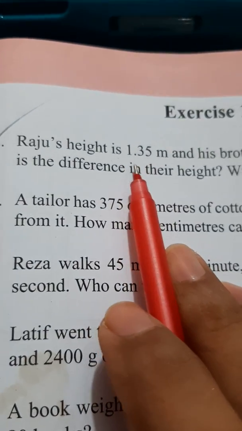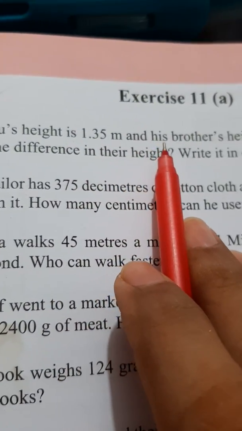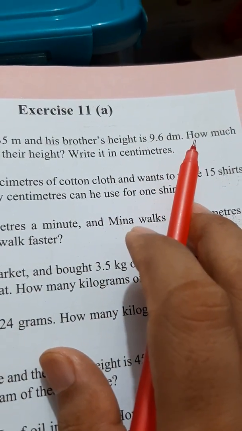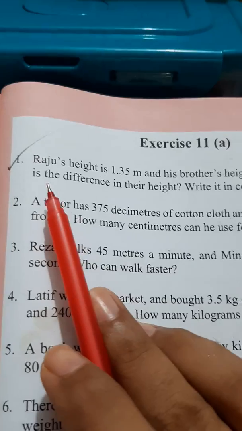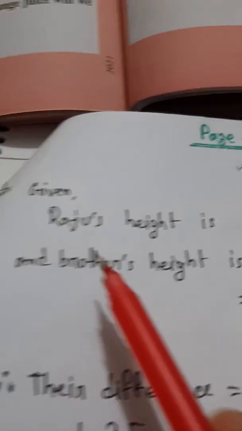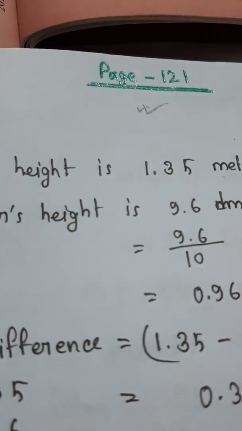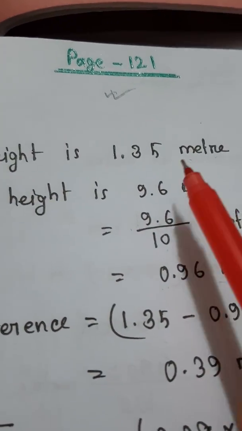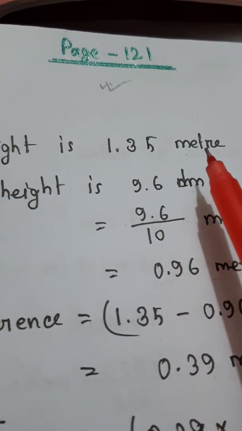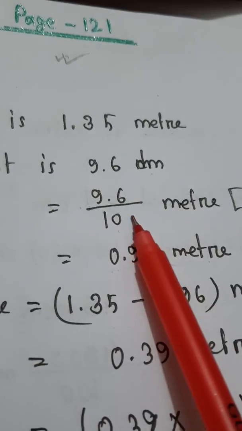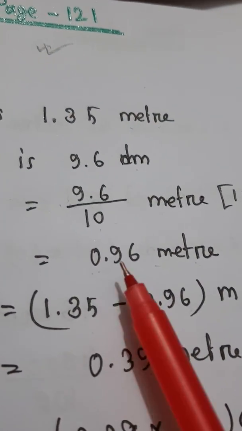Raju's height is 1.35 meters and his brother's height is 9.6 decameters. How much is the difference in their height? Write it in centimeters. Now, Raju's height is 1.35 meters. At first we express the brother's height in meters, so we divide by 10, giving 0.96 meter.